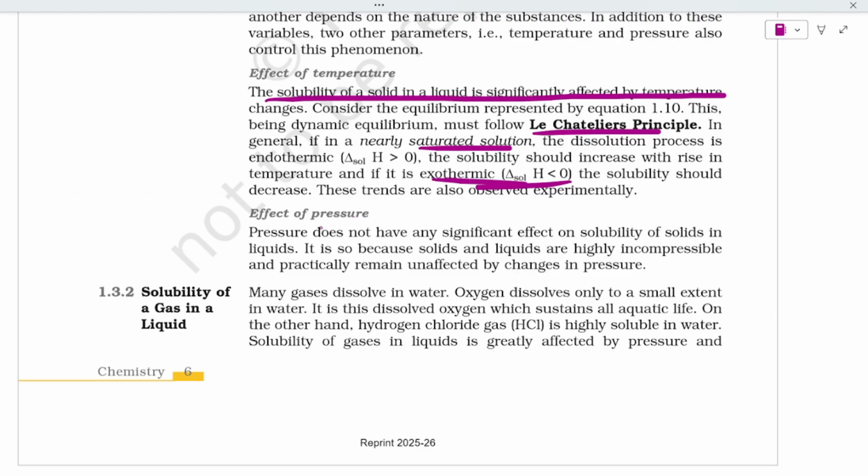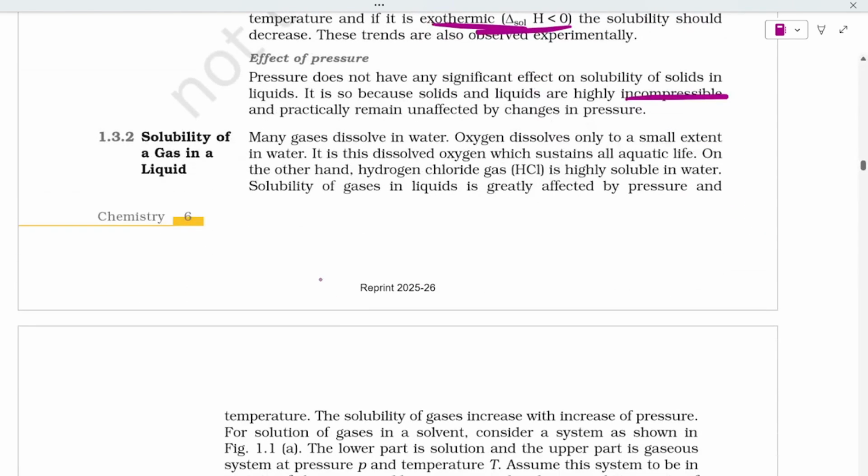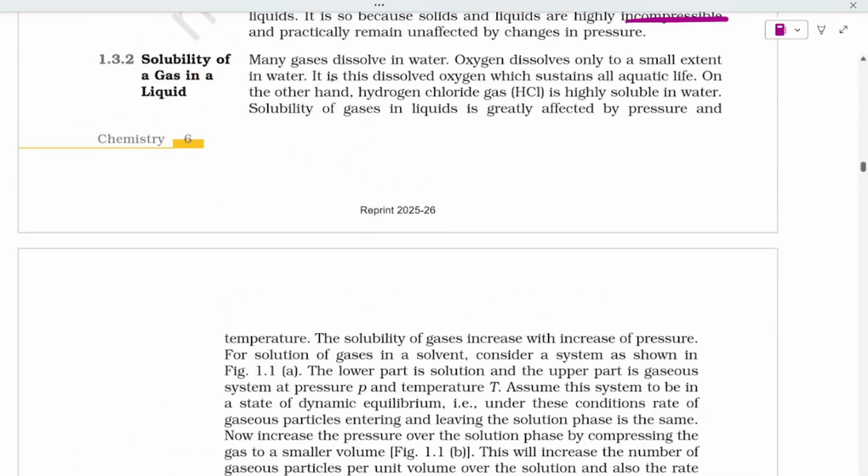And if you see the effect of pressure, pressure does not have a significant effect on the solubility of solids in liquid, as they are incompressible. Now let's see gas in liquid. Most gases dissolve in water, but oxygen only to a small extent. This dissolved oxygen supports all aquatic life, and hydrogen chloride gas is highly soluble in water.